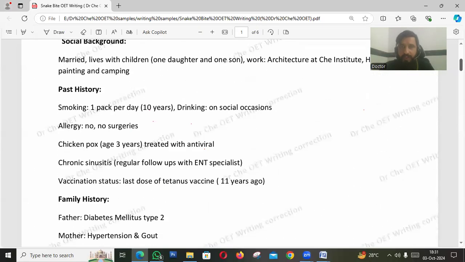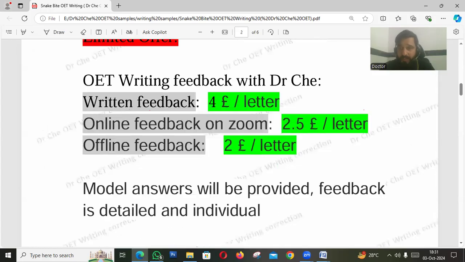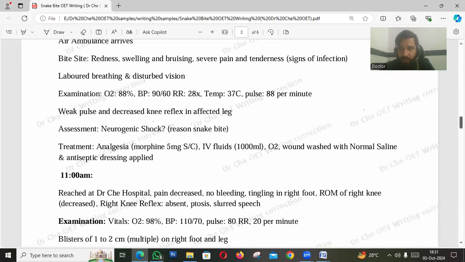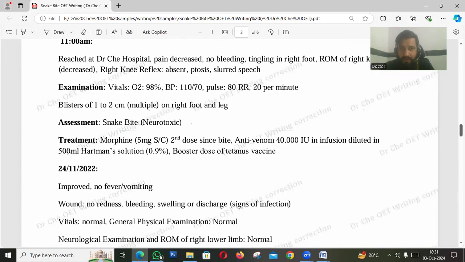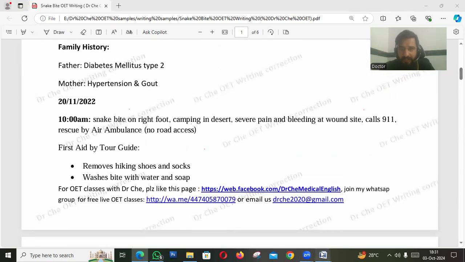So if any of you writes anything about the past history or social history in your letter, you will get a low score. If you are a doctor, you will get C plus. If you are a nurse, you will get C. So we're not going to write anything about social history or past medical history. We have only two dates, the 20th and the 24th. The 24th is the discharge date, today's date. Then we have the 20th of November, so one date.